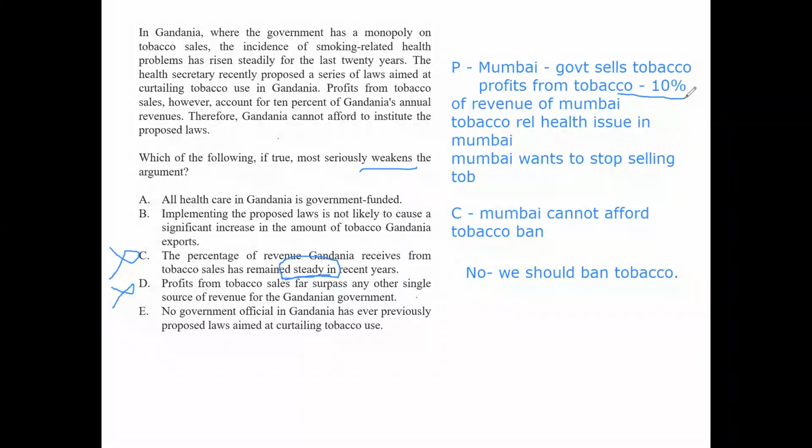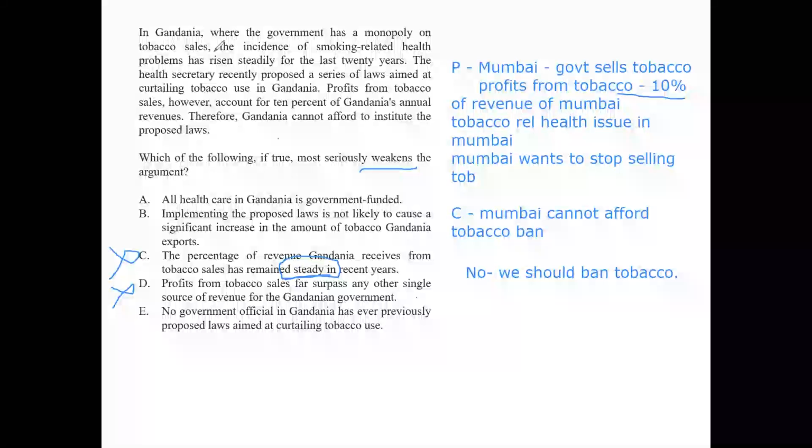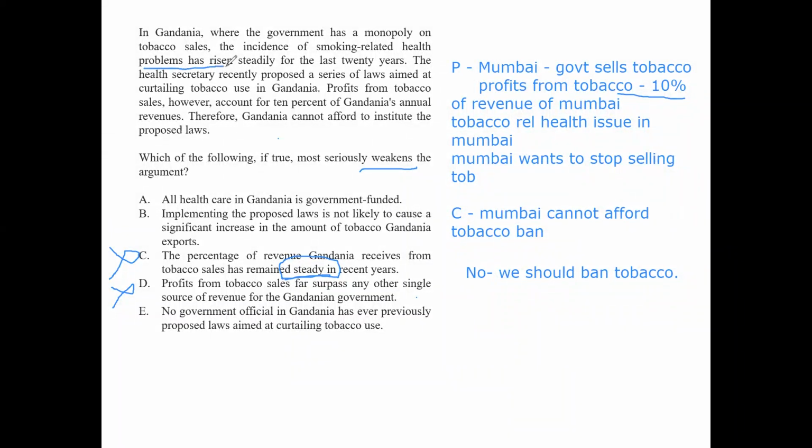Now assume that all the hospitals in Mumbai are government funded. It means all the healthcare is taken care of by the government only. Now tell me what happens. You are not banning the tobacco. Because of tobacco, what is happening? The health related problems are increasing, the people will go and admit in hospitals. If people go and admit in hospitals, who has to pay the money? Government has to pay the money.